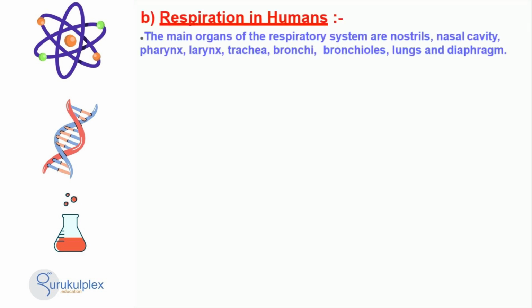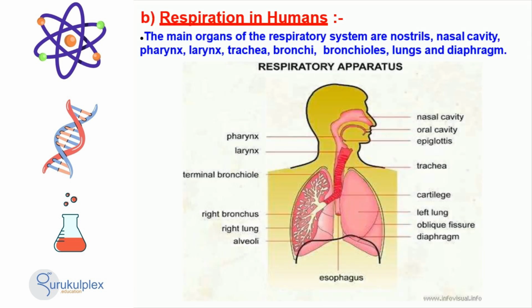Our respiratory system is made up of various organs for the purpose of maintaining human life. These organs include nostrils, nasal cavity, pharynx, larynx, trachea, bronchi, bronchioles, lungs and diaphragm. They cooperate to allow us to inhale the oxygen necessary for our survival and exhale the carbon dioxide created.